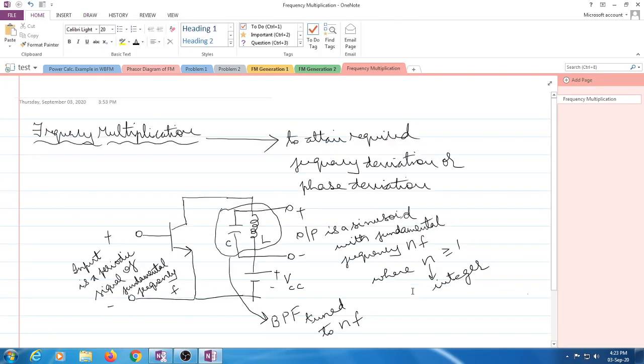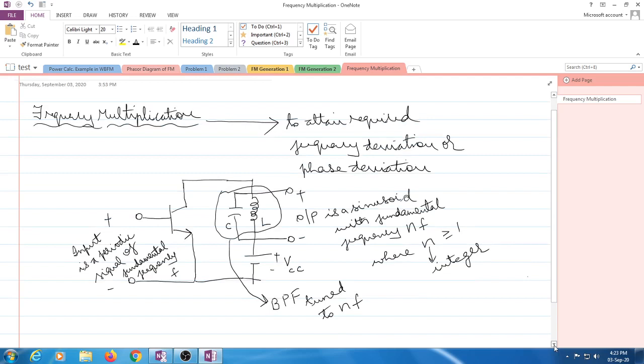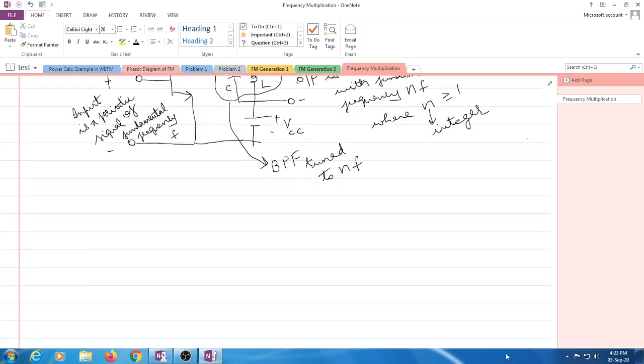Now let us have a look at the actual operation involved. Now one thing which everyone needs to be careful about is the input signal is supposed to be a periodic signal. There is no hard rule that it must be a sinusoid. It can be any periodic signal with fundamental frequency f.